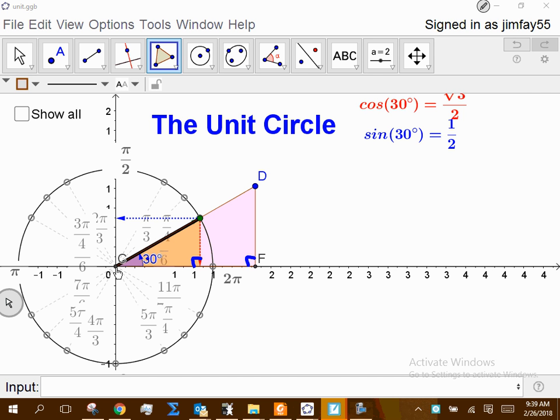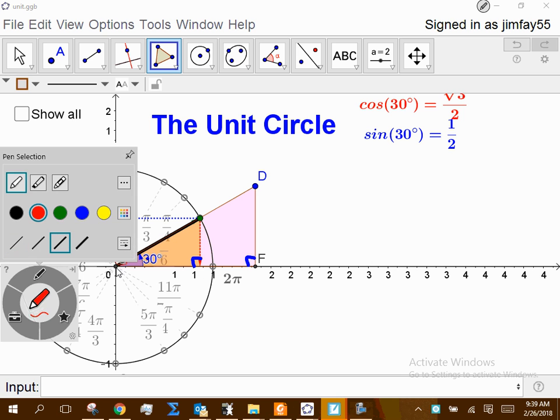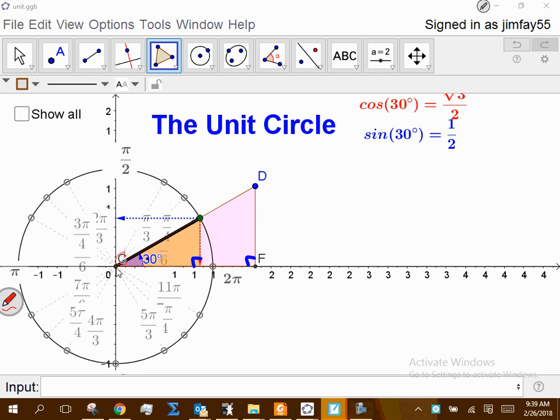Now I'm going to put some letters in here. Call this C still. So that's C, F, D, let's call this point, B, let's call that one, okay?